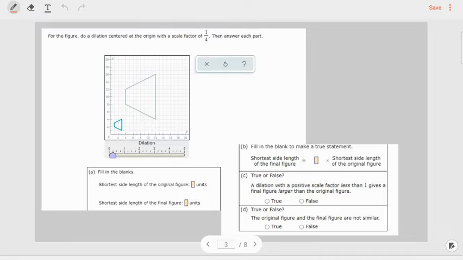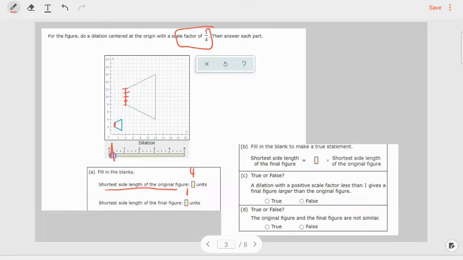So if I do this dilation, scale factor of 1/4, then I slide my little slider down here to 1/4, and we're going to answer these questions. Now it's not asking about my endpoints, but it's saying what is the shortest side of the original figure. Now the shortest side is this length right here, which is 1, 2, 3, 4 units, and it is only 1 unit on my shortest side.